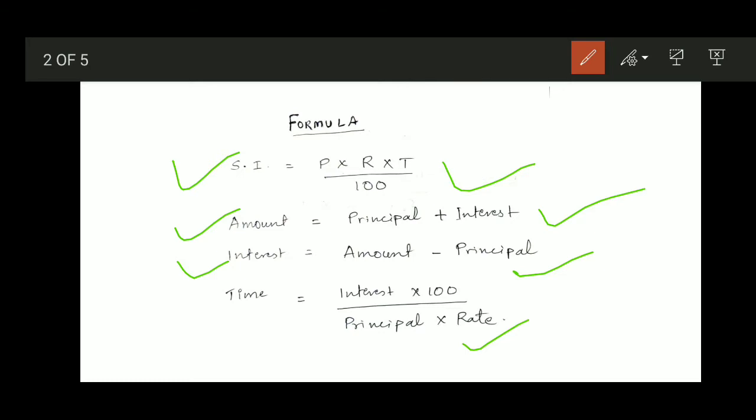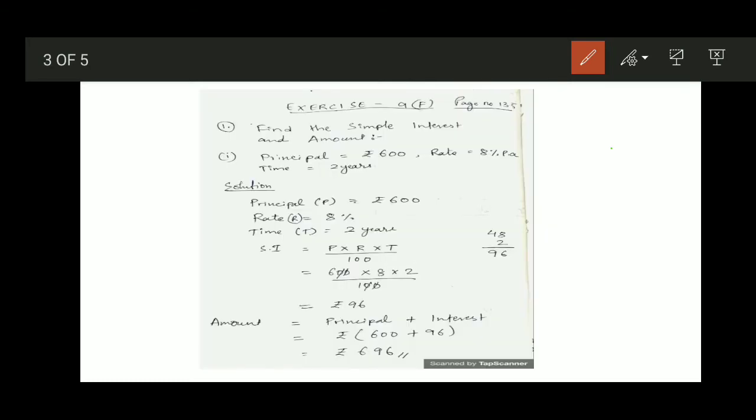So these are some formulas. Now the first question of exercise 9F, page number 135. The first question is, find the simple interest and amount. Principal is given 600, rate is given 8%, and time is given 2 years. So we have to find simple interest as well as amount. First we will find simple interest. So first we will see what is given: principal 600, rate 8%, and time 2 years.